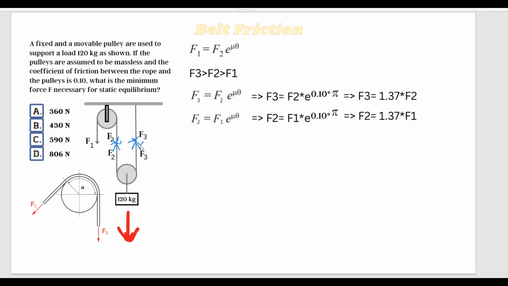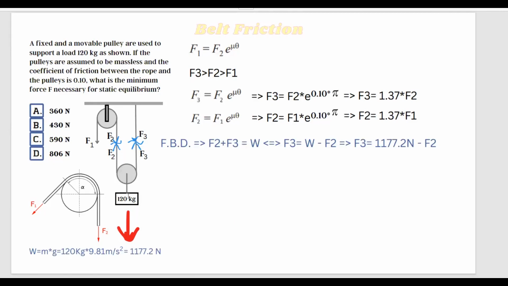So we can say, if you look at this part right here, we can say F2 plus F3 is equal to 120 kilograms, or the weight of this, which is 120 multiplied by gravitational acceleration. In other words, F2 plus F3 equals the weight of this block. So let's write that down. So free body diagram, we have F2 plus F3 equals the weight. And I have down here calculated the weight, 120 kilograms multiplied by 9.81 meters over second squared.